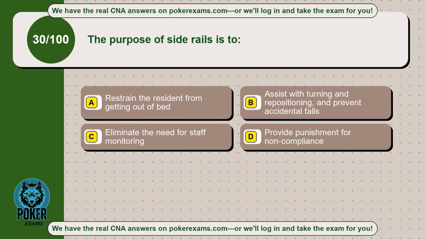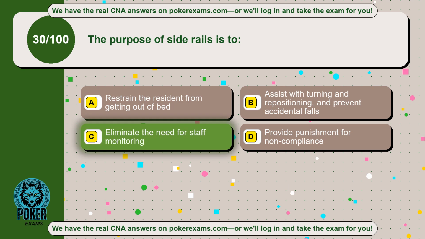Question 30. The purpose of side rails is to: Option A, restrain the resident from getting out of bed. Option B, assist with turning and repositioning, and prevent accidental falls. Option C, eliminate the need for staff monitoring. Option D, provide punishment for non-compliance.